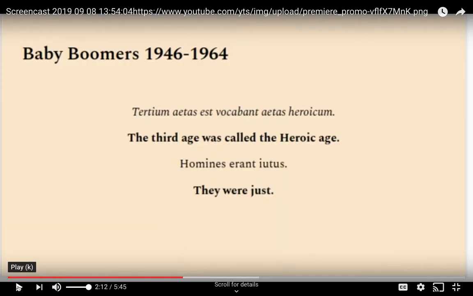Let's take a look at another example of one of her ages. This one is the third age.